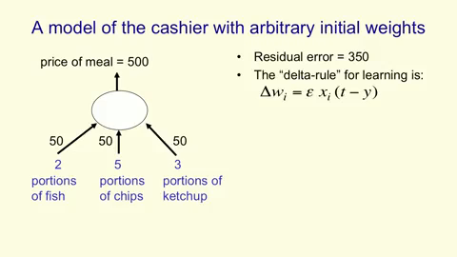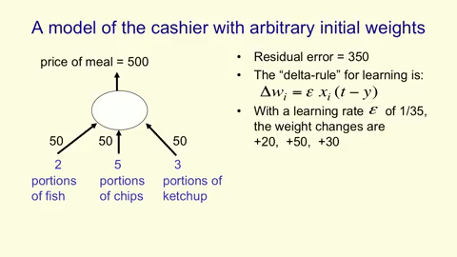We're then going to use the delta rule for revising our prices of portions. We make the change in a weight, delta Wi, equal to a learning rate, epsilon, times the number of portions of the ith thing, times the residual error, the difference between the target and our estimate. So if we make the learning rate 1 over 35, so the math stays simple, then the learning rate times the residual error for this particular example is 10.